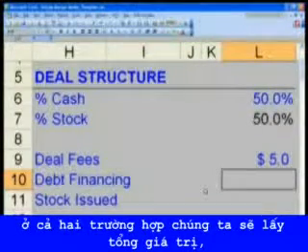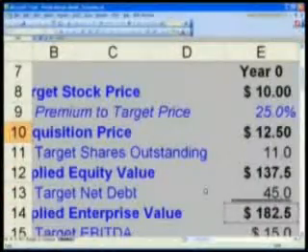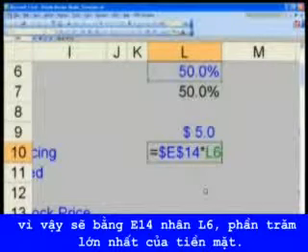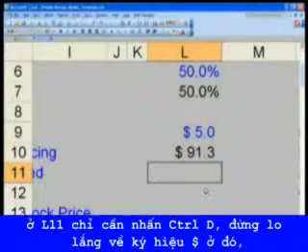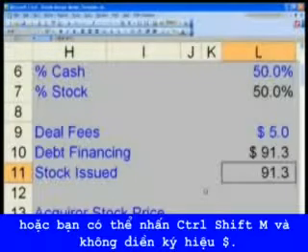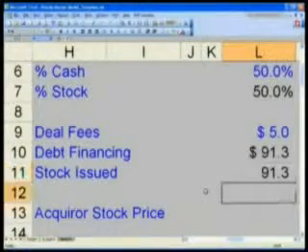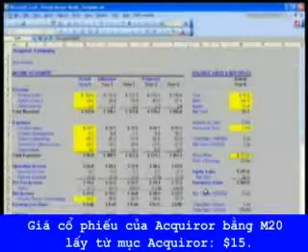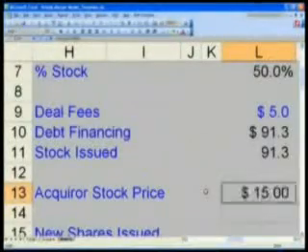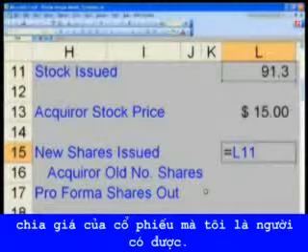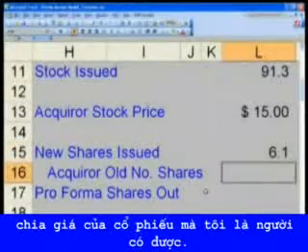In either case, for now, we will take our total enterprise value, so equals E14 times F4 for that, times L6, my percent cash. L11, just hit Control D, don't worry about the dollar sign there. Or you can hit Control Shift M and make that no dollar sign. The acquirer's stock price equals the acquirer page M20, $15. The number of new shares issued will simply be the amount of money I will issue in stock divided by my stock price. I'm the acquirer. I'm going to issue my target 6.1 shares.